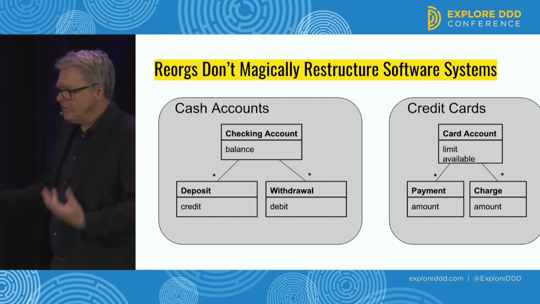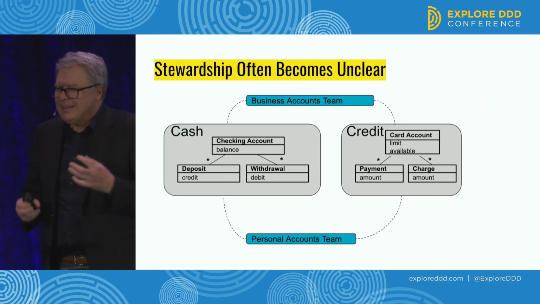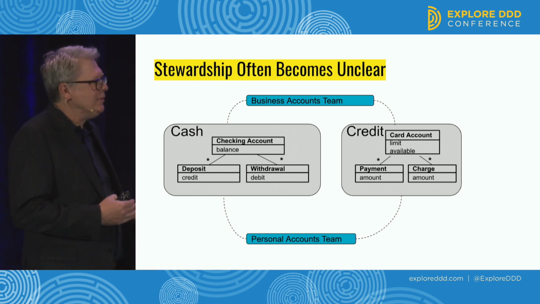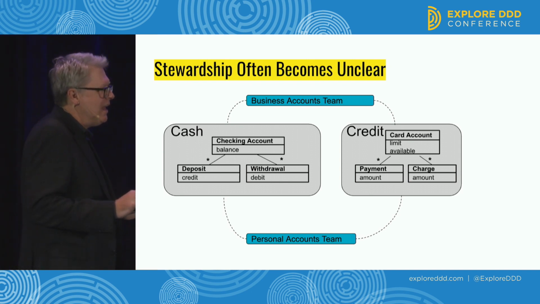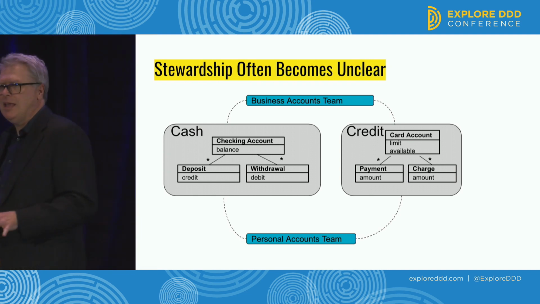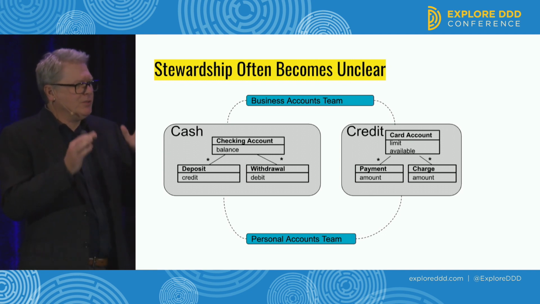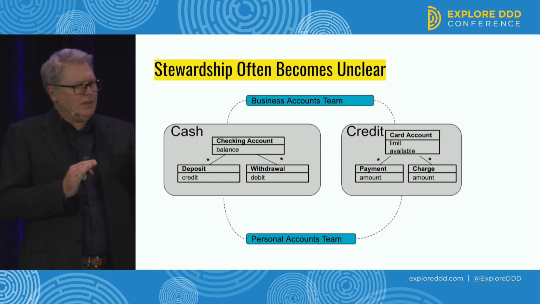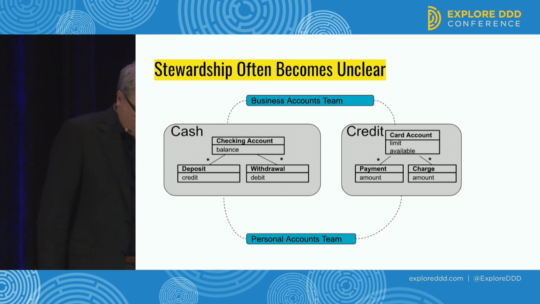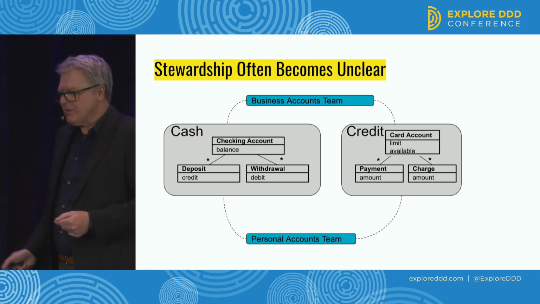So if we look again, we've got our cash accounts, we've got our credit cards. That's the way the software looks. But the teams are different. And so we have a business accounts team that's interested in both of these contexts, and we have a personal accounts team that's interested in both of these contexts. And so stewardship becomes unclear. Before, it was all simple. There was a team, there was a context, there was a subdomain. There was another team, a subdomain and a context. Now it's getting complicated.